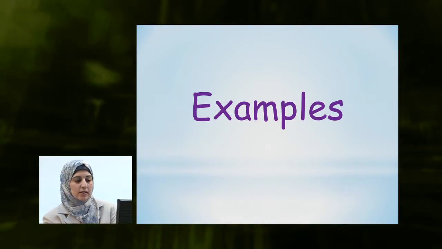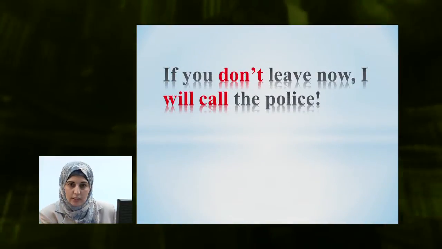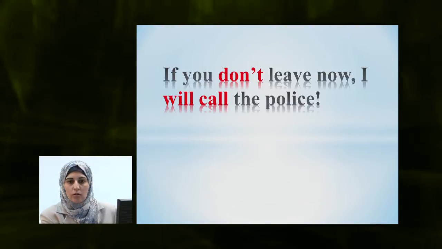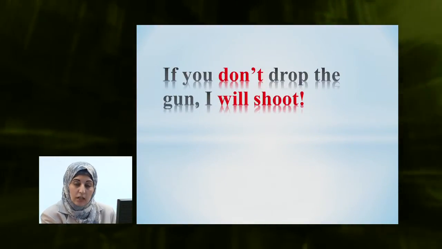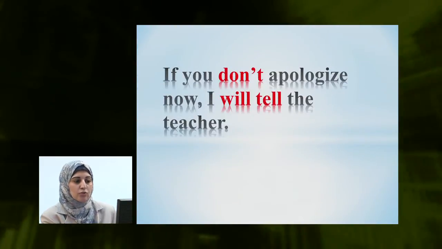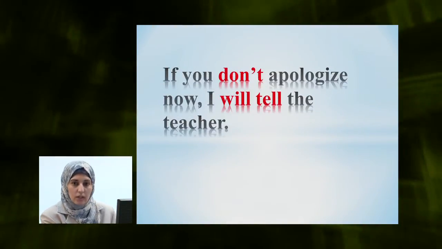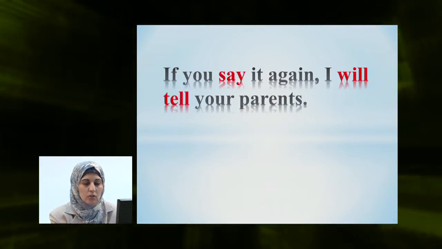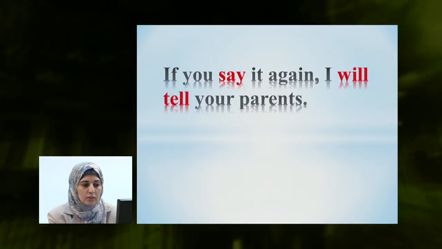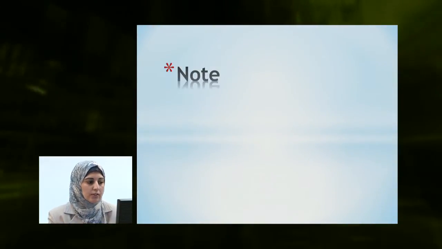Conditional 1 sometimes is used for giving warnings. Let's see some examples. If you don't leave now, I will call the police. If you don't drop the gun, I will shoot. If you don't apologize now, I will tell the teacher. If you say it again, I will tell your parents. So as you can see, you use kind of warnings here.